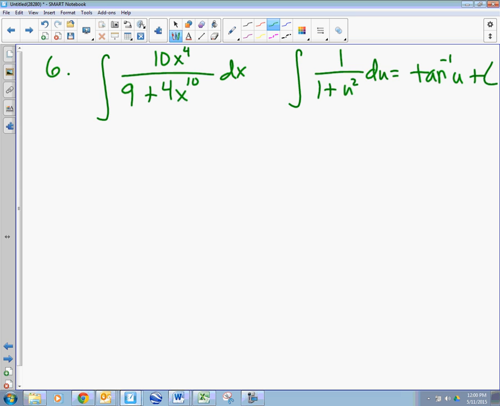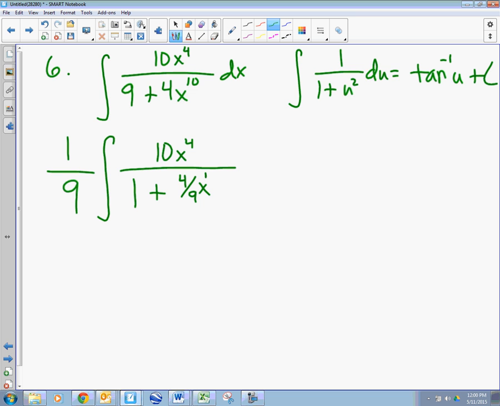So you tell me, what should I do first here? Factor out a 1/9. And when you do that, on top you have 10x to the 4th. And on the bottom, 1 plus 4 over 9 x to the 10th. Now you can see that I have a 1 and I have a plus, but I need a perfect square. Is 4/9 x to the 10th a perfect square?